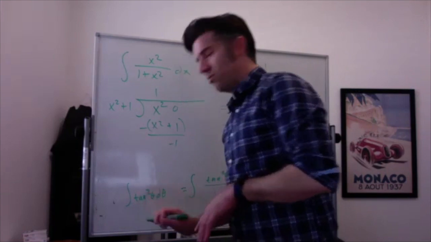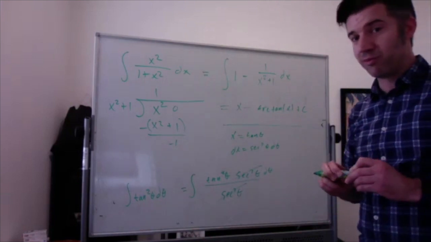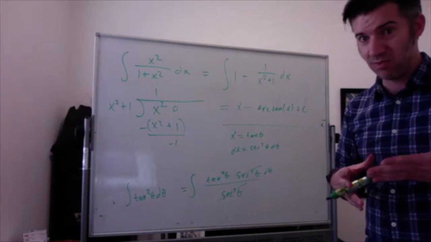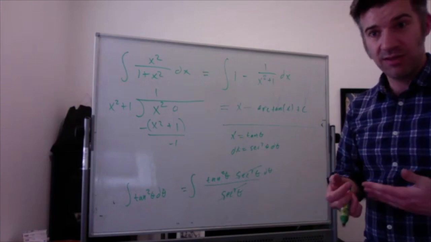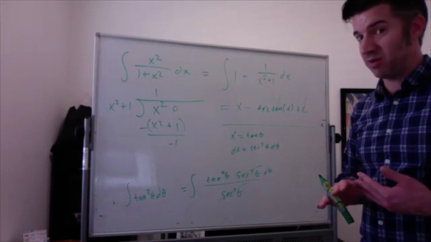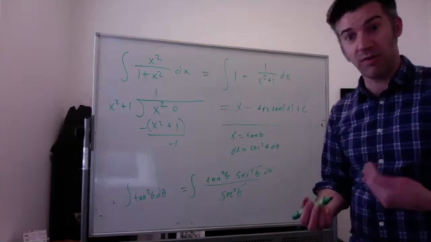This is one of most calc teachers' favorite trick questions. It is super easy if you know the trick. You all know the trick, you might just not know that you know it. The trick is you know a trig identity. You know that 1 plus tangent squared theta equals secant squared theta, so you know that tangent squared theta equals secant squared theta minus 1.